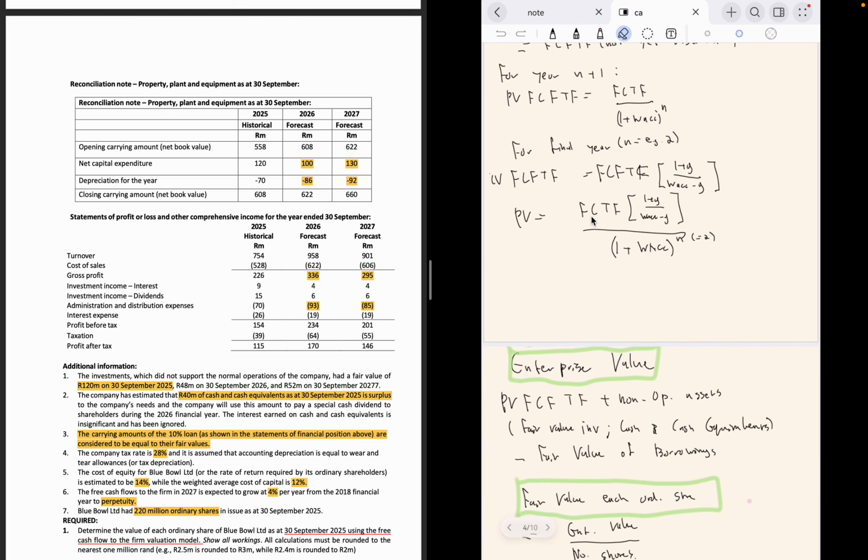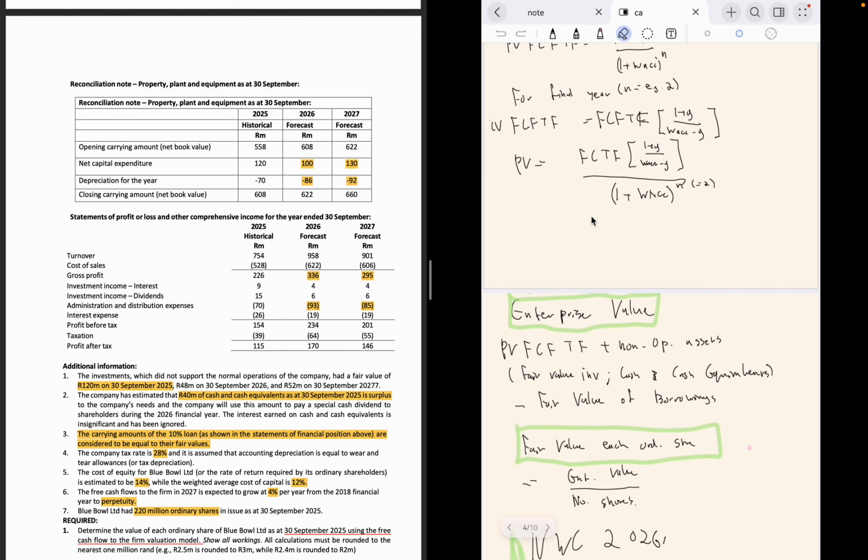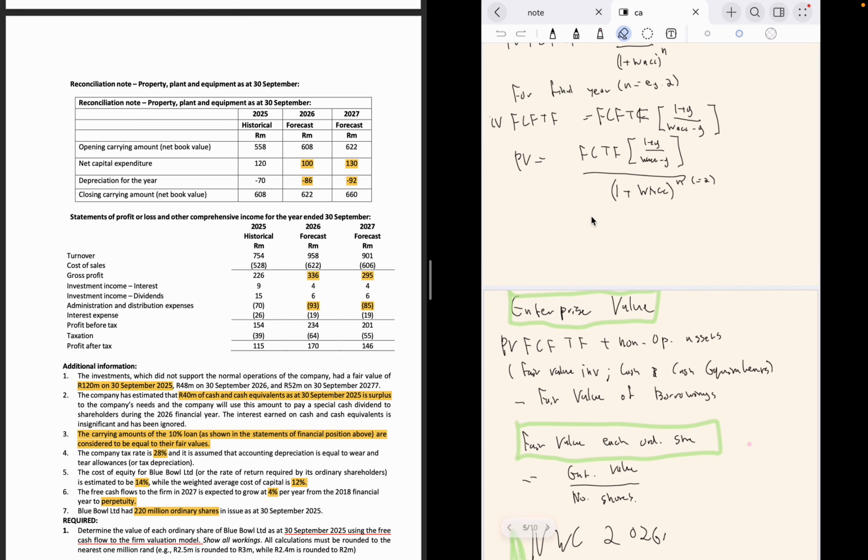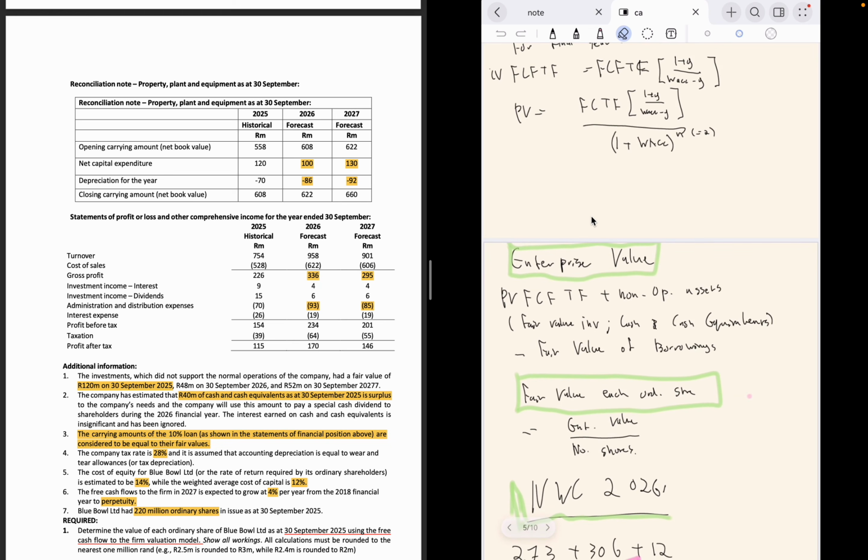And then what you do is your enterprise value. Now this is a very little calculation. You just put everything together of your present value of the future cash flows to the firms. You add your non-operating assets, which is your fair value of investments as well as your cash and cash equivalents. Then you subtract the fair value of borrowings. And then the fair value of each ordinary share, like they've asked us in the question, is just the enterprise value over the number of shares.